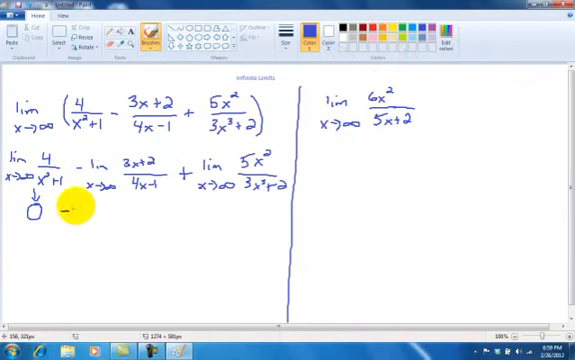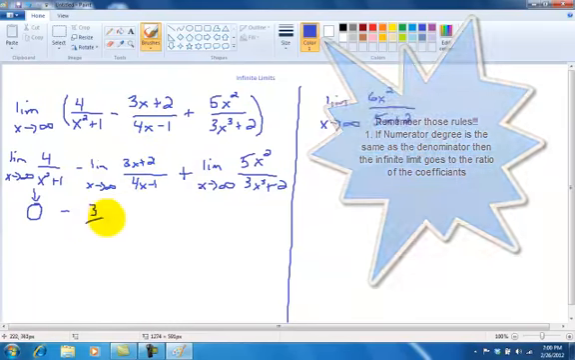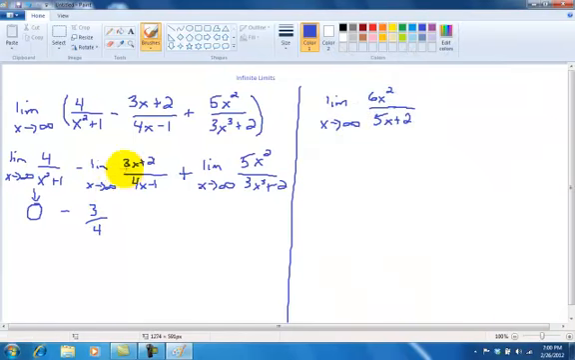Then we minus the limit as x approaches infinity of this. Now we notice that the numerator and denominator have the same degree, 1. Alright, so since they have the same degree, we take the ratio of the coefficients, just like we do with horizontal asymptotes. So my limit approaches 3/4.